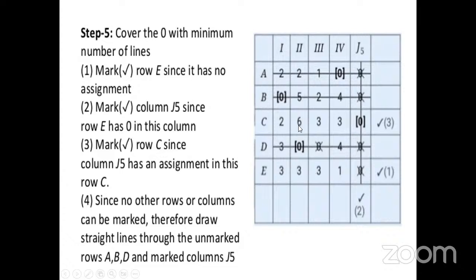These cells are unmarked cells in which the least value is 1. Again, this 1 is subtracted from these cells and added in this intersecting point. Here, here, and here. Intersecting of 2 lines.